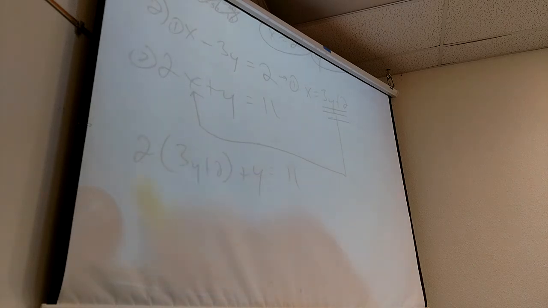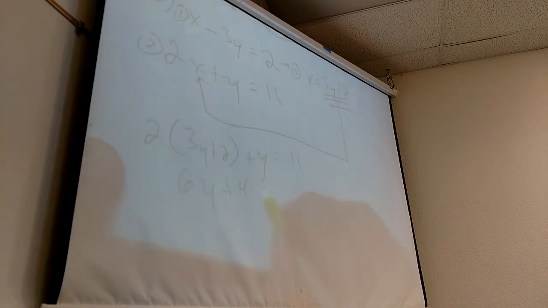And why is this a better equation now? It's longer, but it's a lot better. Only one variable. I can solve for that variable, right? Get 6y plus 4 plus y equals 11. 7y equals 7. y is 1.